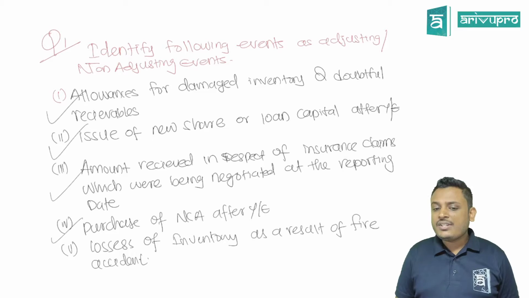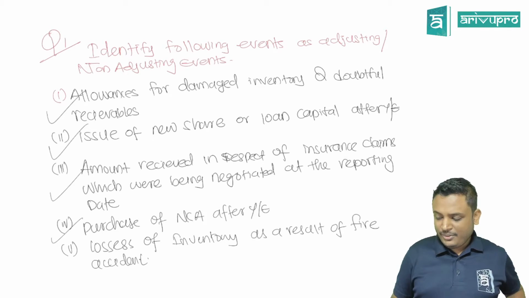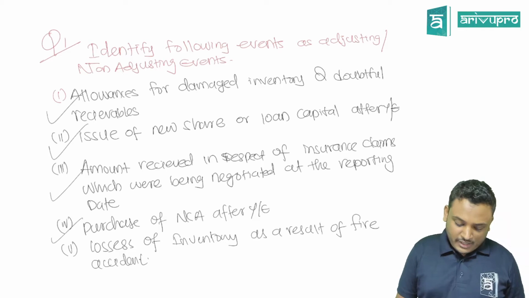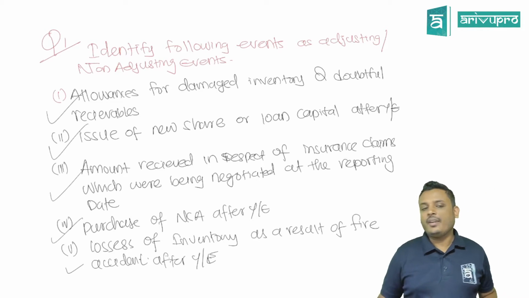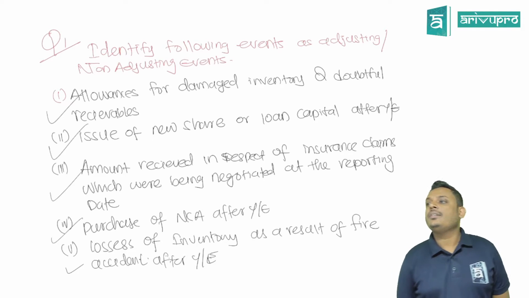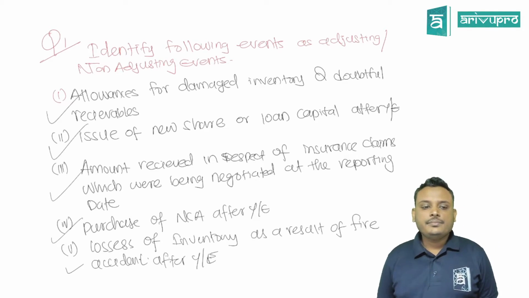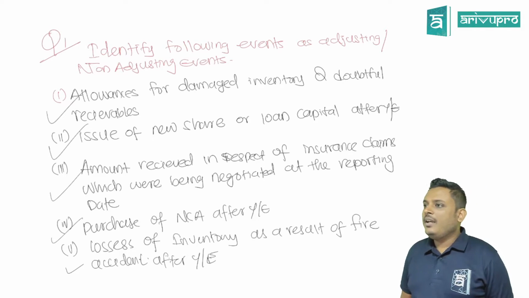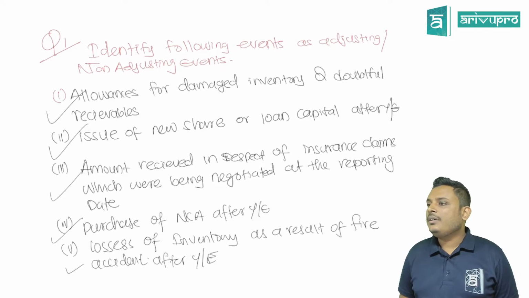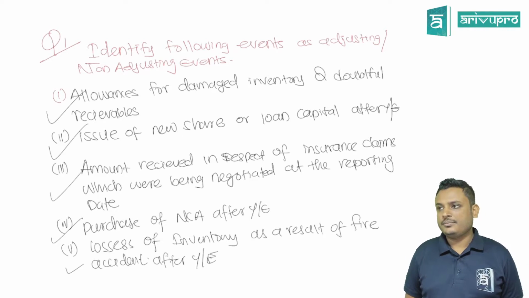Losses of inventory as a result of fire accident. The information is not enough, right? Accident after year end. It is a non-adjusting. Right. A fire accident. It is a non-adjusting. It's like this. The condition did not exist before the year end. Some of them, like amalgamation and things like that, even if the condition exists, it will be non-adjusting events, right?